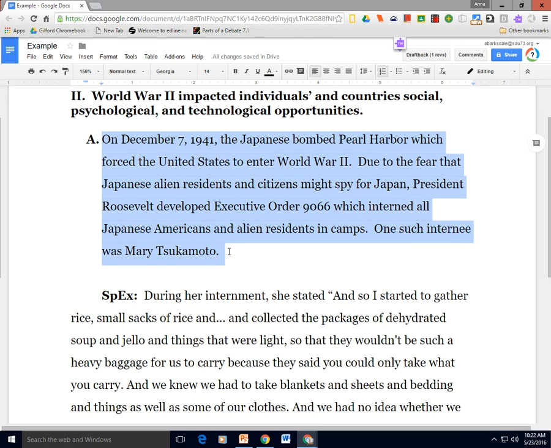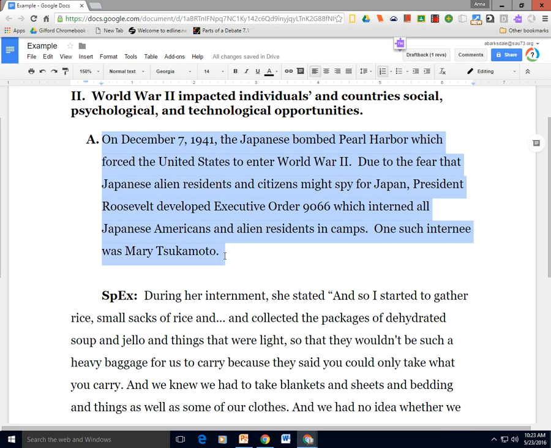So I put: On December 7th, 1941, the Japanese bombed Pearl Harbor, which forced the United States to enter World War II. Due to the fear that Japanese alien residents and citizens might spy for Japan, President Roosevelt developed Executive Order 9066, which interned all Japanese Americans and alien residents in camps. One such internee was Mary Tsukamoto.